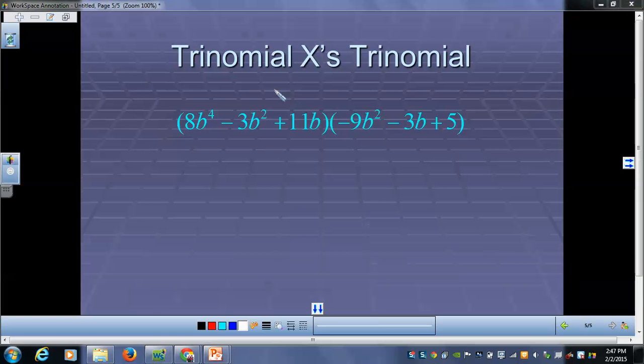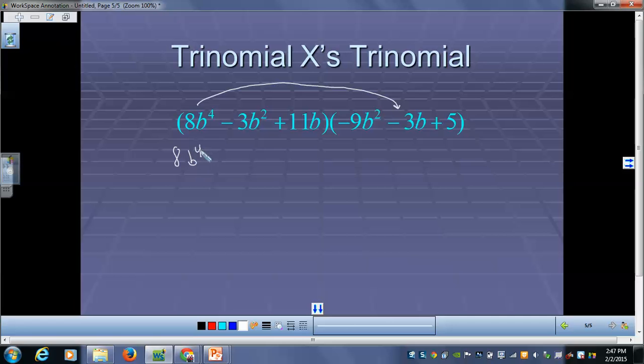All right, so once again, our initial multiplication is I have to take each term in the first parenthesis and multiply them times everything in the second parenthesis. So my first distribution would be 8b to the fourth times everything here. All right, so 8b to the fourth times negative 9b squared minus 3b plus 5.